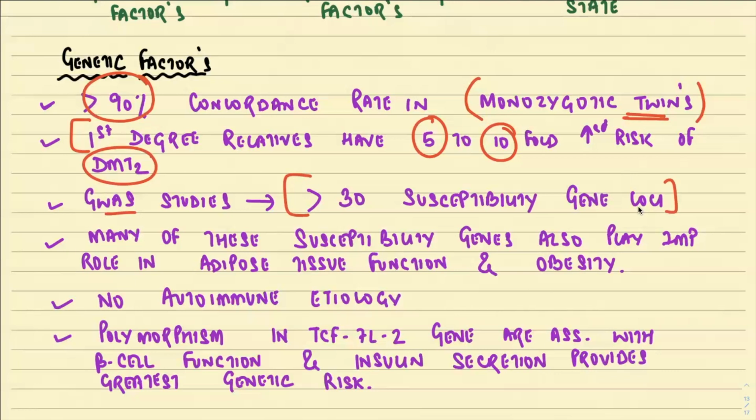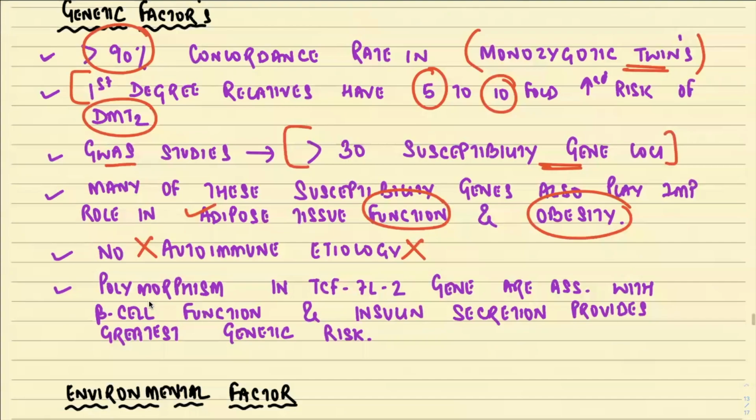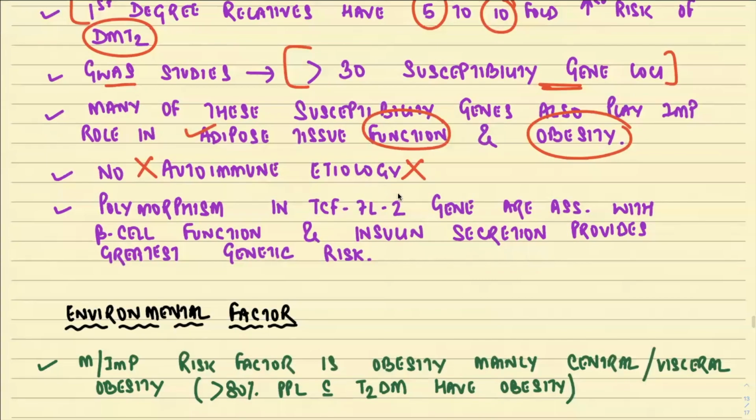Now, many of these susceptibility genes involved in the development of type 2 diabetes mellitus were also responsible for the development of obesity and adipose tissue dysfunction. Now, very important, there was no autoimmune etiology cited in the case of type 2 diabetes mellitus. One very important gene now shown to have polymorphism is the TCF7L2 gene. It is associated with beta cell function and insulin secretion, and mutation and polymorphism in this particular gene provides the greatest genetic risk for the development of type 2 diabetes mellitus.